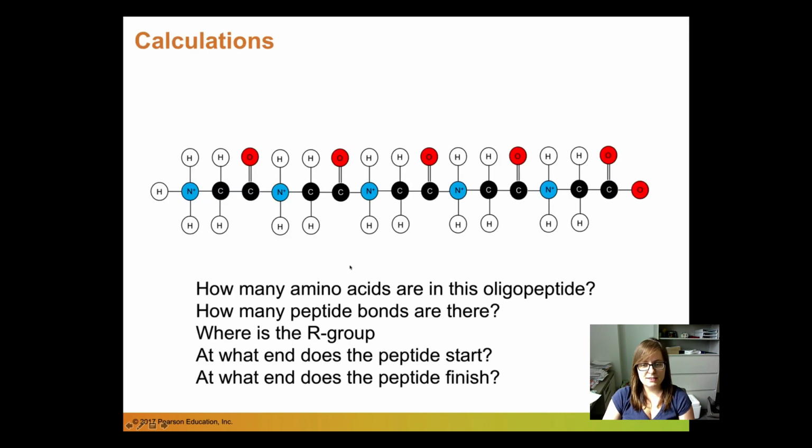So here is an example of an oligopeptide. So we've joined a couple amino acids together. And looking at the structure, I want you to pause this video and see if you can identify how many amino acids are in this oligopeptide, how many peptide bonds are there, where are the R groups, at what end does the peptide start, and what end does the peptide finish.